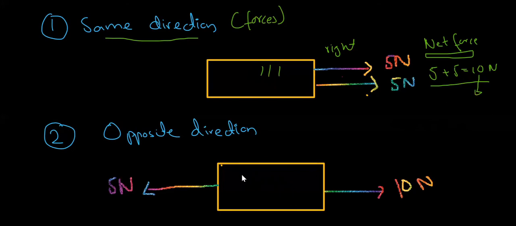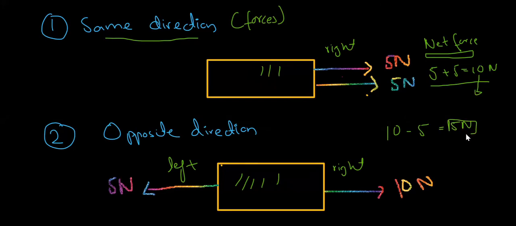Because they're in the same direction, you simply add them together to get 10 newtons, which is your net force. In the next example, both forces are in opposite directions. One person is pulling the box to the left with 5 newtons and the other is pulling it to the right with 10 newtons. What will the net force be, and in what direction? You subtract the smaller value from the bigger one, which gives you 5 newtons. The direction will always be that of the bigger force. If one person is pulling harder, obviously the box will move in their direction. So the box will be moving with a 5 newton force to the right.